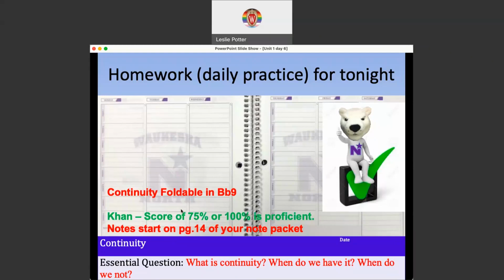Okay, so we are on day 2 of continuity. So by now you should have a really good functional idea of what continuity is. Okay, so what is continuity? When do we have it? When do we not? So continuity is being able to draw something without lifting your pencil, right?